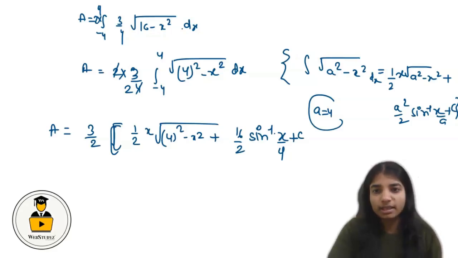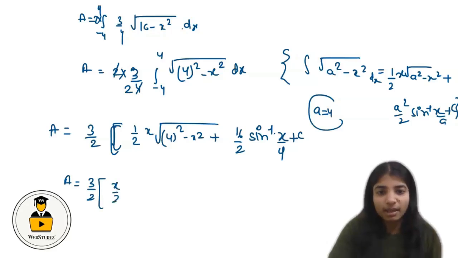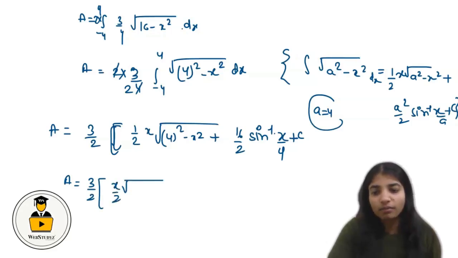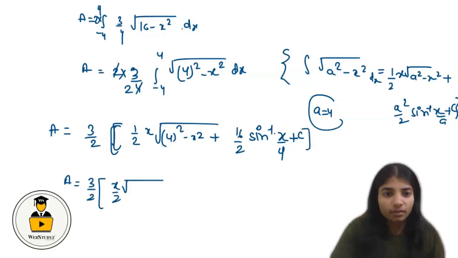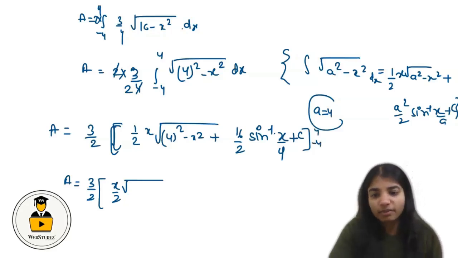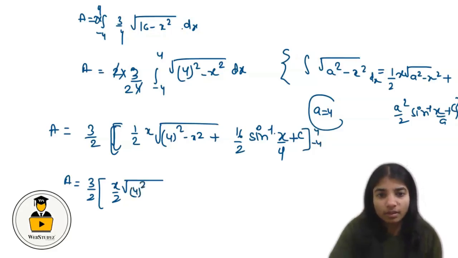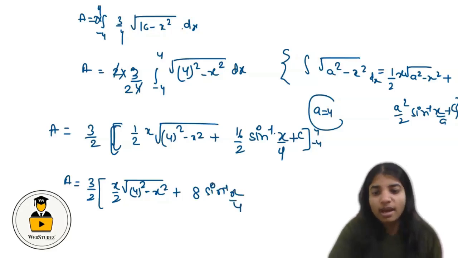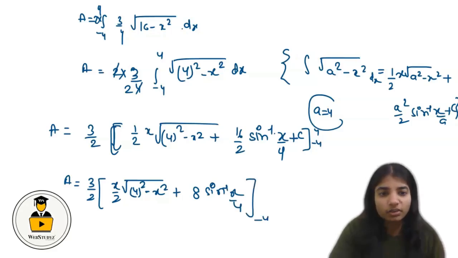So from here we can say that the value of the area becomes equal to 3 divided by 2 multiplied by x divided by 2 under root of 4 square minus x square. We also have the range, which is from minus 4 to plus 4. Plus 16 divided by 2, which is 8, sine inverse of x divided by 4. Let's say we can take the constant outside. So this is minus 4 to 4, plus c. Now we are going to plug in the values.